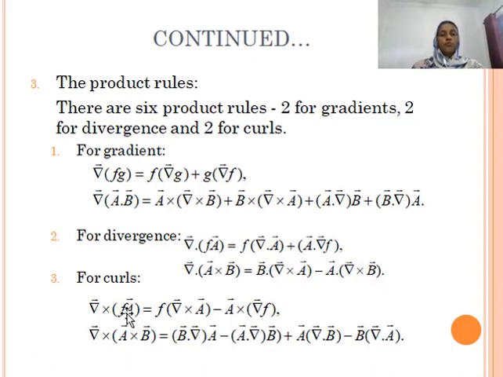Now, in the case of curls, to take curls your argument should be a vector quantity. So here also, del cross fA equals f del cross A minus A cross gradient f. Similarly, del cross (A cross B) equals (B dot del) A minus (A dot del) B plus A (del dot B) minus B (del dot A).